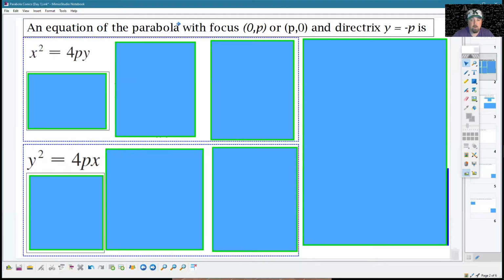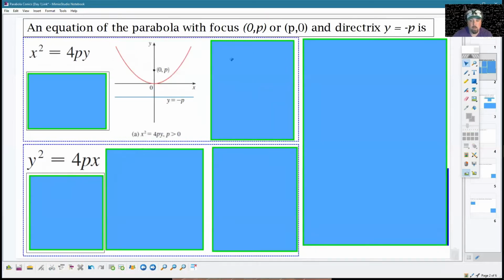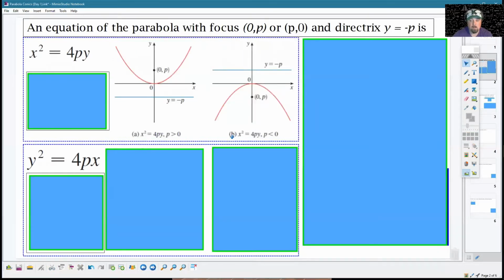An equation of a parabola with focus at (0, p) or (p, 0) and a directrix at y equals negative p is, well, there's two of them. Let's start with the top one. x squared equals 4py. Now notice this is different. You see the same thing down here. We're putting this square term over here by itself, all right? But when we have x squared, we get two different types of parabolas that can happen. One of them, our parabola is going to open upward. The other one is going to open downward.